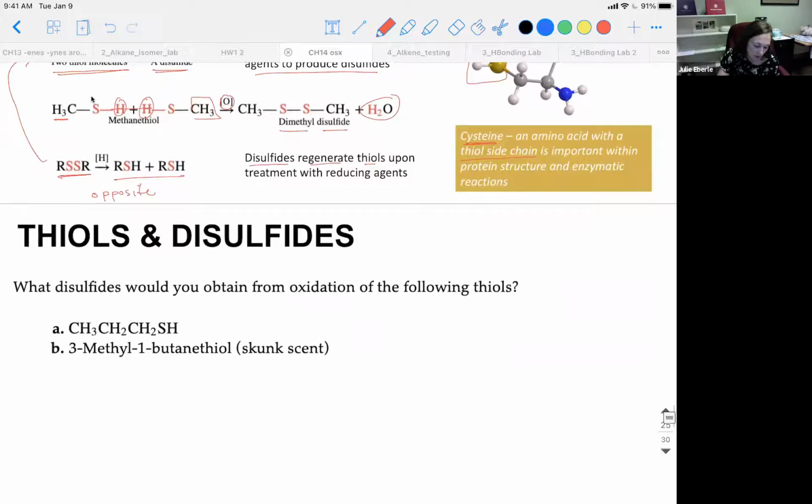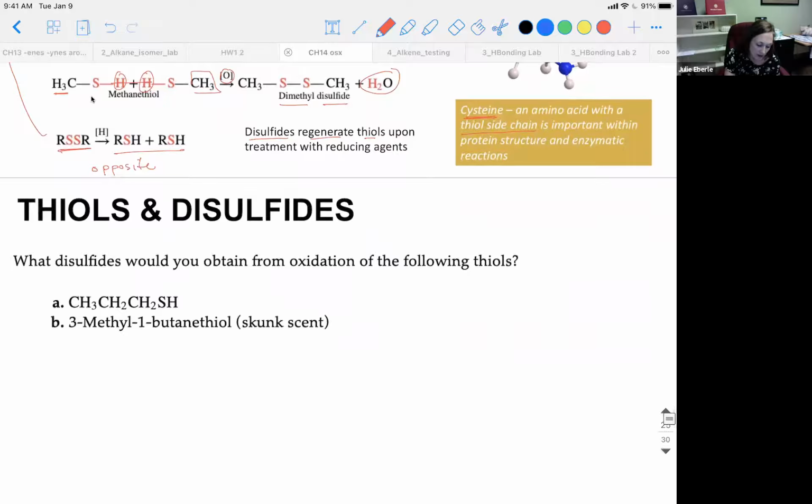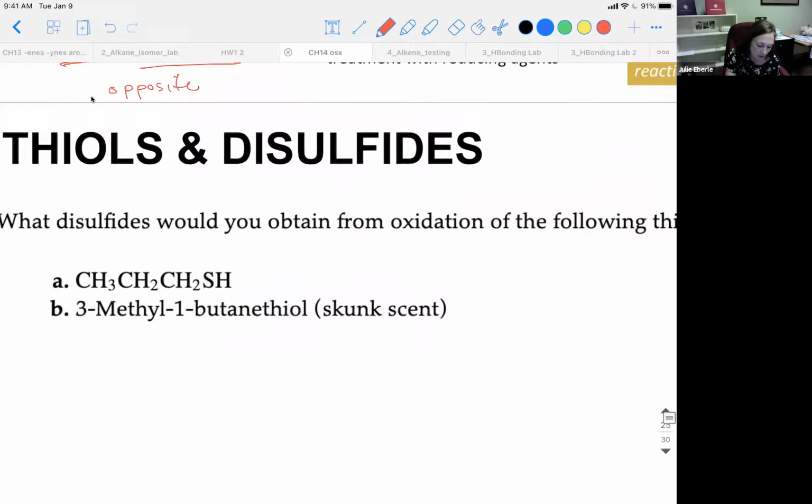Based on what we just talked about, what disulfides would you obtain from oxidizing the following thiols? If we have some sort of oxidizing agent and we have 2 of these, we're going to form a disulfide.